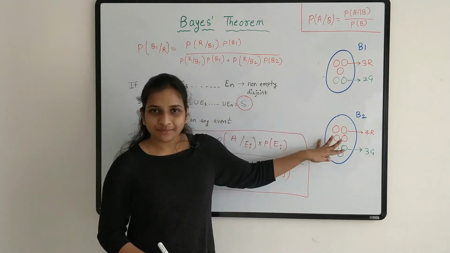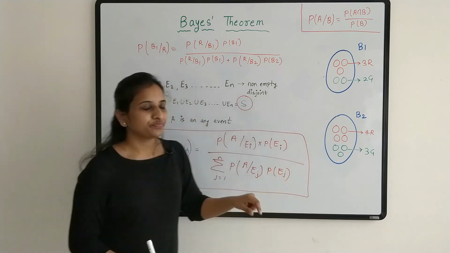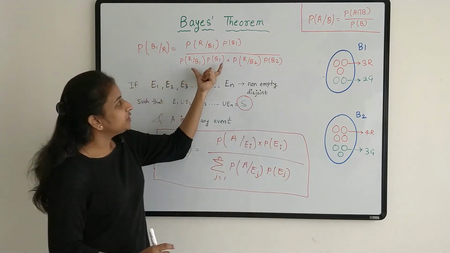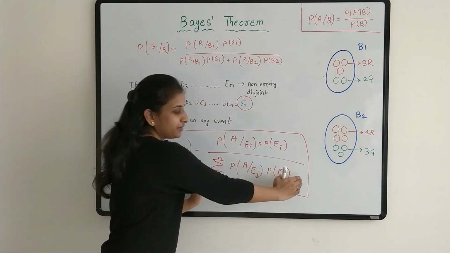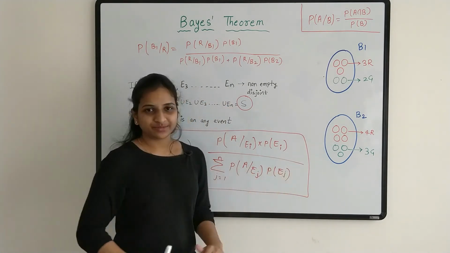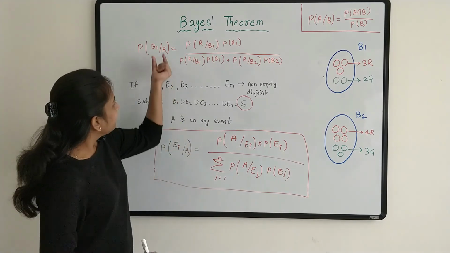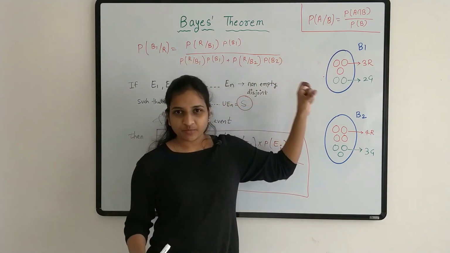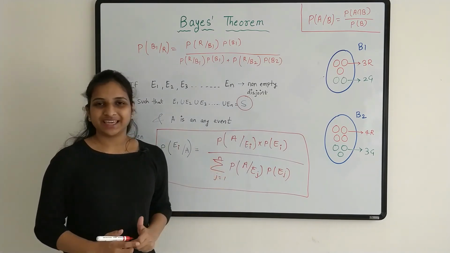For this example, there are only two events, bag 1 and bag 2. That's why only two terms are there in the denominator. If there are n terms, write the summation of n terms. Fine. Now, here instead of event A, we have taken selecting a red ball. So, this is the formula for Bayes theorem.